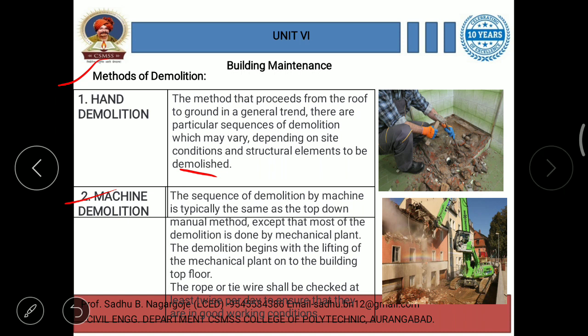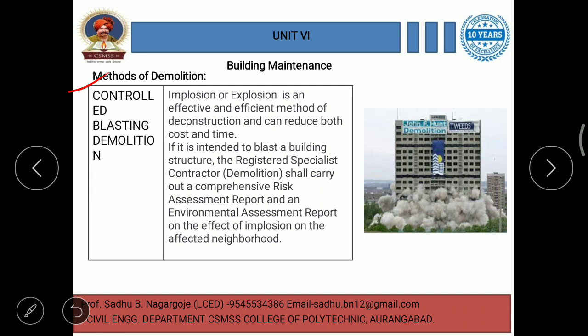Then controlled blasting demolition. Implosion or explosion is an effective and efficient method of deconstruction and can reduce both cost and time. If it is intended to blast a building structure, the registered specialist contractor, demolition contractor, shall carry out a comprehensive risk assessment report and an environmental assessment report on the effect of implosion on the affected neighborhood. Okay, these are the major contents.